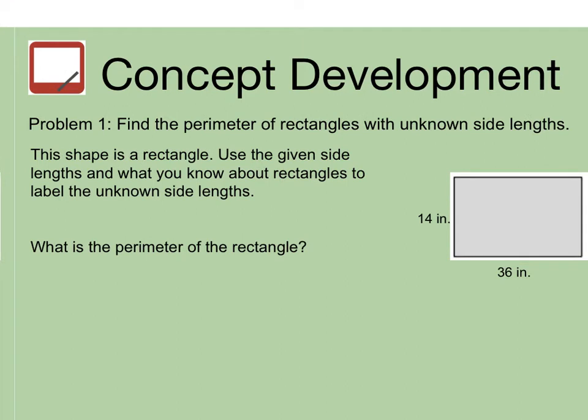Okay, here's our next problem. This shape is a rectangle. We're going to use the given side lengths and what we know about rectangles to label the unknown side lengths. What is the perimeter of my rectangle?